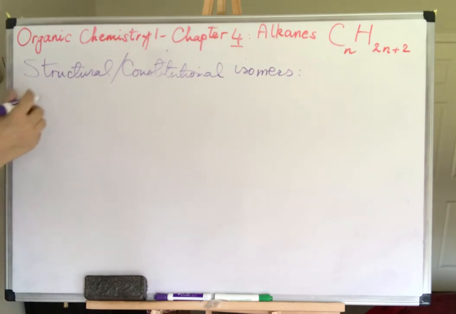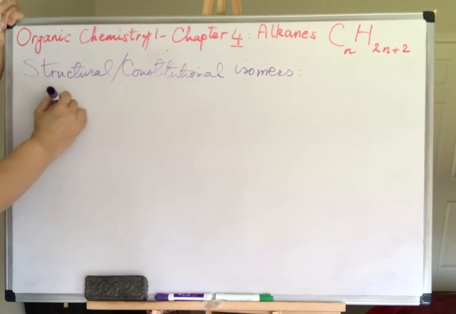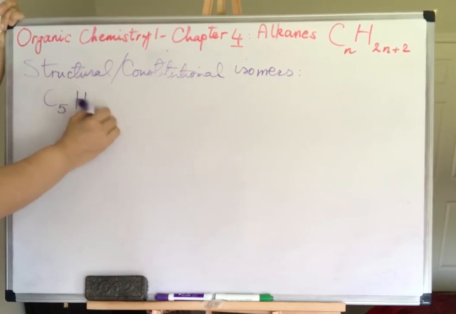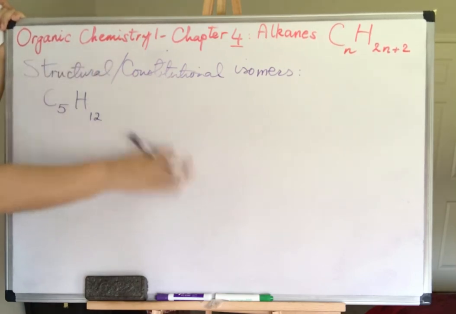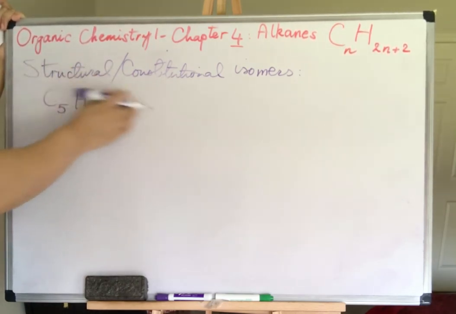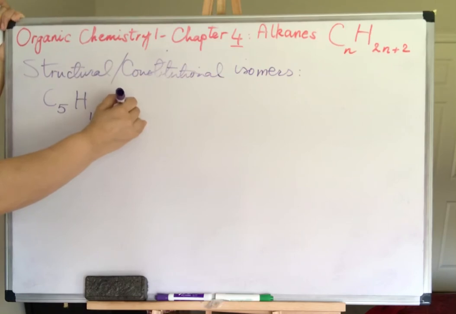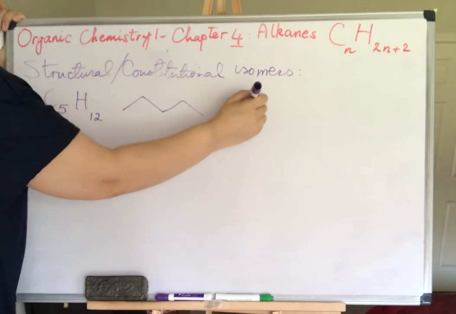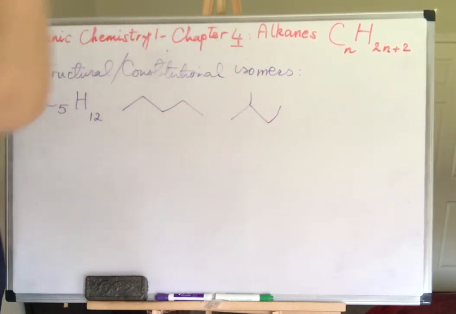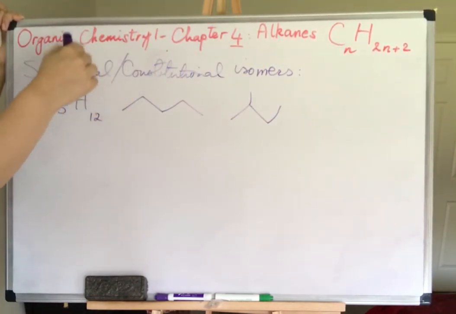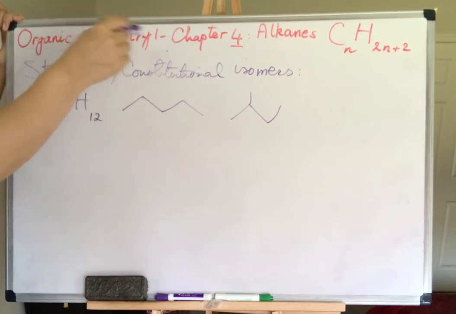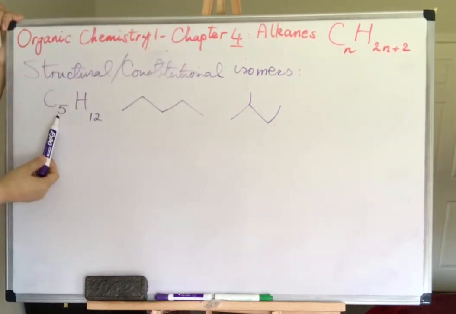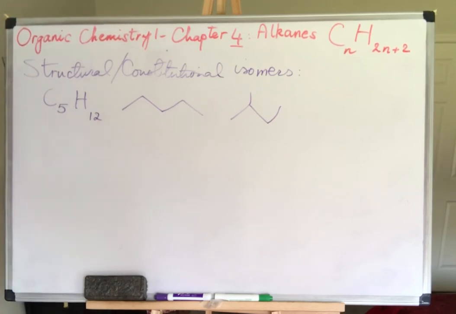So for example, if you want to draw the 2 constitutional isomers for C5H12, in skeletal structure, the first one is just a straight chain without any branches. That's the easiest. 1, 2, 3, 4, 5. And then let's have a branch. 1, 2, 3, 4, and we can have a branch here. If you count the total number of carbons and hydrogens, you will see in both of them you have 5 carbons and 12 hydrogens. So be ready for this type of question.